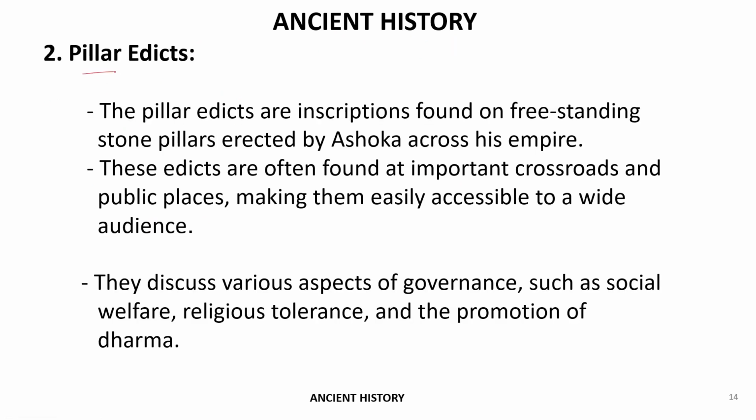Now let's move forward. Okay, so first we have the pillar edicts. The pillar edicts are inscriptions found on freestanding stone pillars erected by Ashoka across his empire. Okay, so they are basically of this shape. Large rock pillars or stone pillars, on which his messages are embedded.